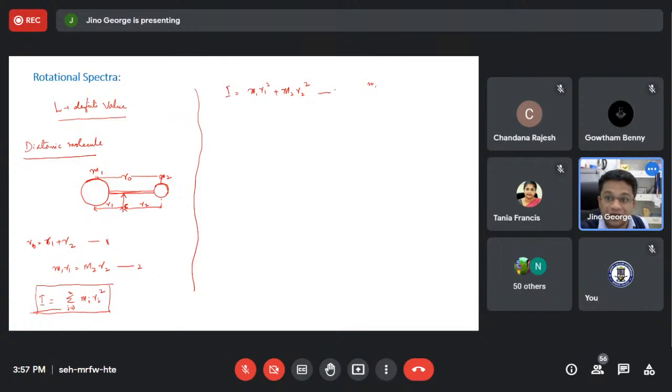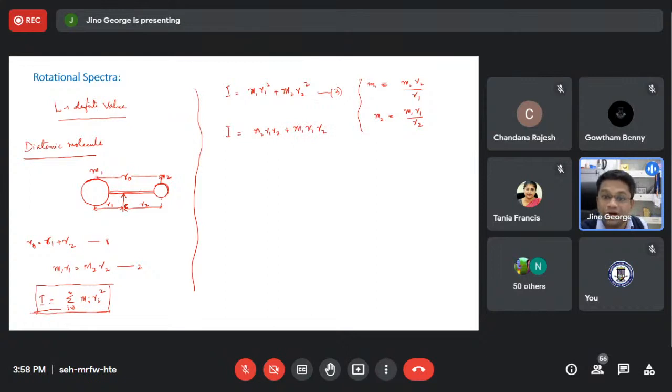This is equation 3. M1 is equal to M2 R2 by R1. Same way, M2 will be equal to M1 R1 by R2, coming from equation 2. So then I will have I is equal to M2 R1 R2 plus M1 R1 R2.